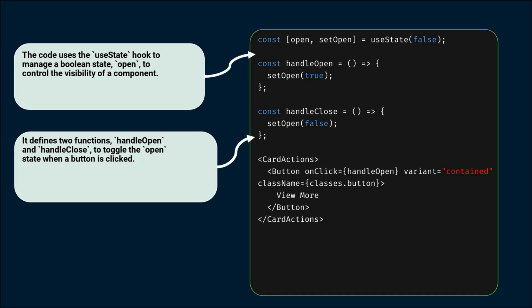Next, we will integrate this functionality into our fundraiser card by inserting a button within the CardActions section. This button will trigger the handleOpen function when clicked, allowing users to view more details about the fundraiser. The button is styled using the classes.button class to maintain consistency with the theme of our application. When a user clicks the View More button, the dialog becomes visible, providing an interactive way to showcase additional details about each fundraiser, which enhances the overall user experience and ultimately empowers donors with the information they need to make informed decisions.